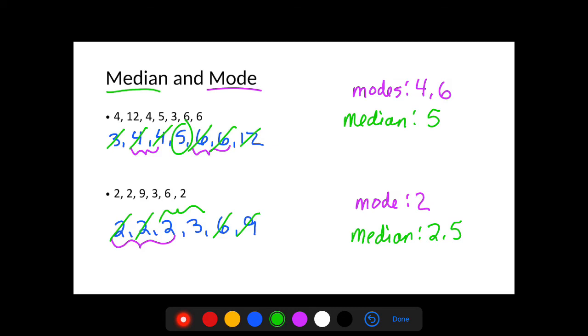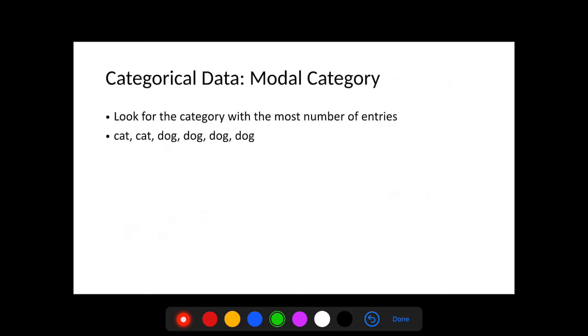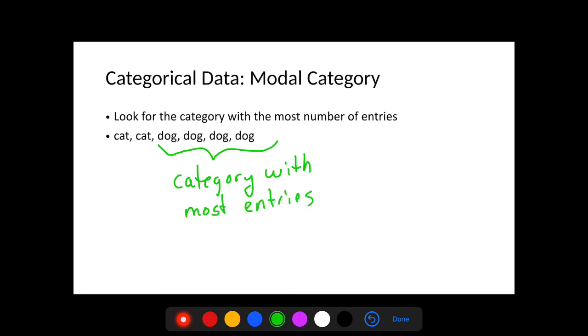Mean, median, and mode we usually use with numerical data, but it's possible when we have categorical data to think about the most frequently occurring category, or the category with the most number of entries. If I gave some kind of survey perhaps and the answers were cat or dog, you can see in this case that dog was the category with the most number of entries. It would not make sense to take the median or the mean of this list of data.